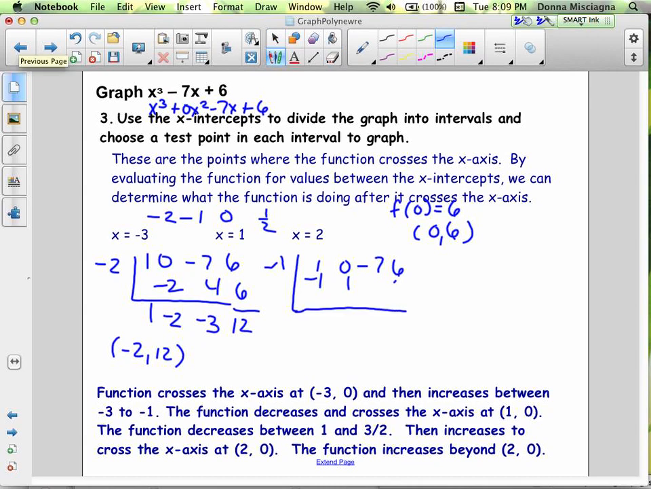Right, so, oh, I know why. I just pulled everybody over too far. Never mind. He's supposed to go here. So 1, -1, -6, 6, 12. All right, so we'll plug in the -3 halves.